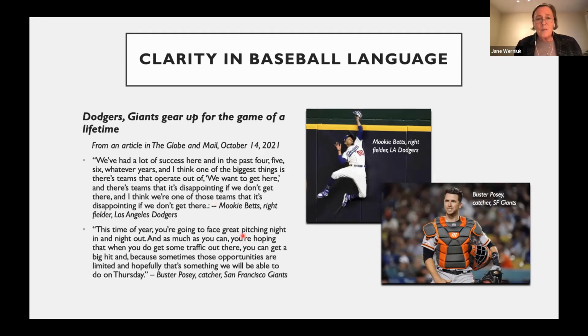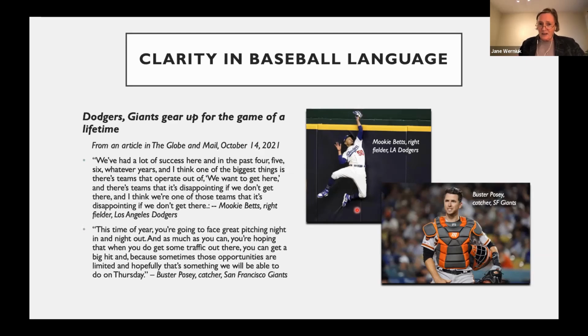We've had a lot of success here, and in the past 4, 5, 6, whatever years. And I think one of the biggest things is there's teams that it's disappointing if we don't get there. And I think we're one of those, and there's teams that operate out of, we want to get here. And there's teams that it's disappointing if we don't get there. And I think we're one of those teams that it's disappointing if we don't get there.